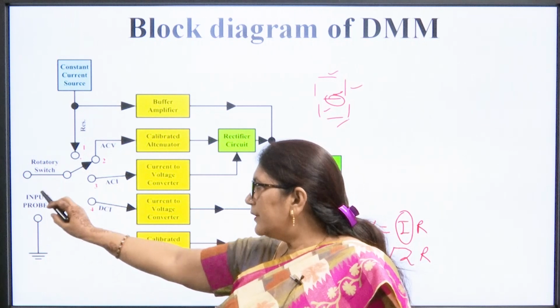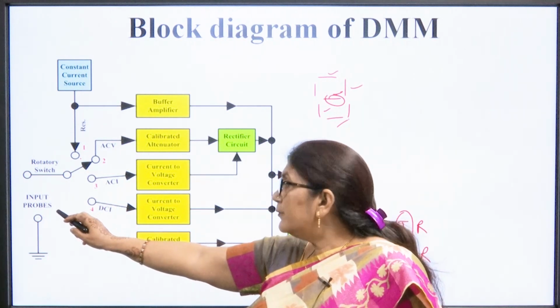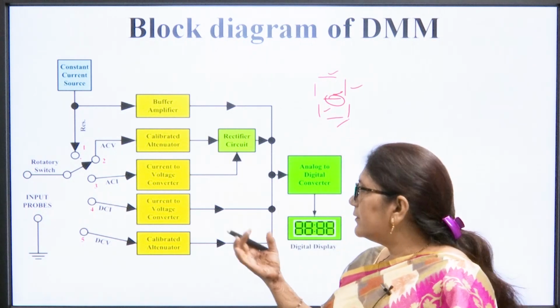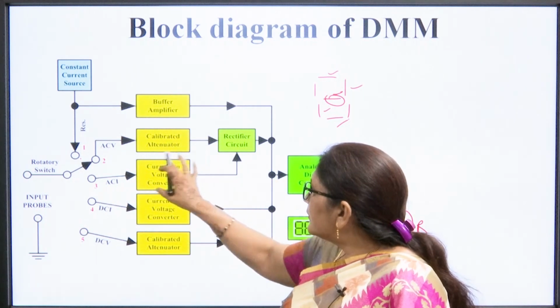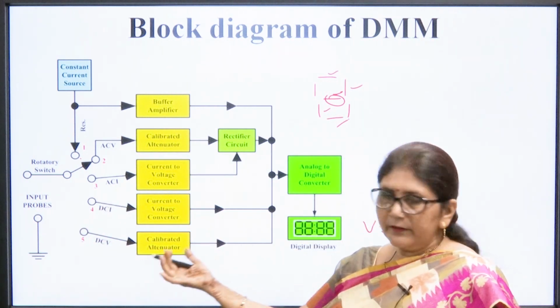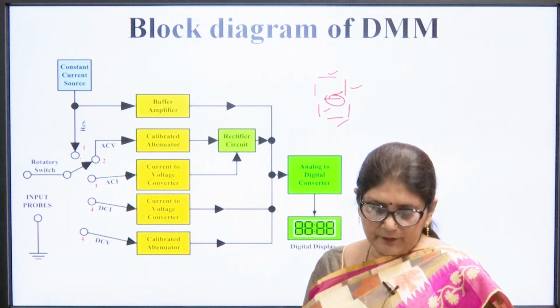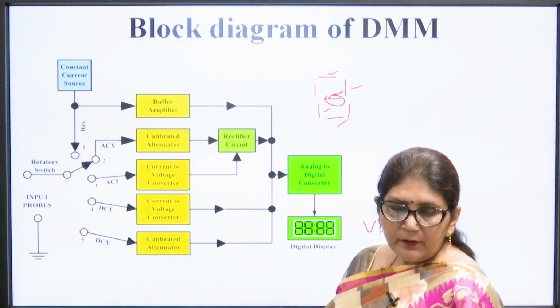Here we need input probes. So, that probe is basically used to convert. Instead of using this attenuator at this position, we can use the attenuator at the input probe also. Then probes are of many types, we will discuss in this lecture also.